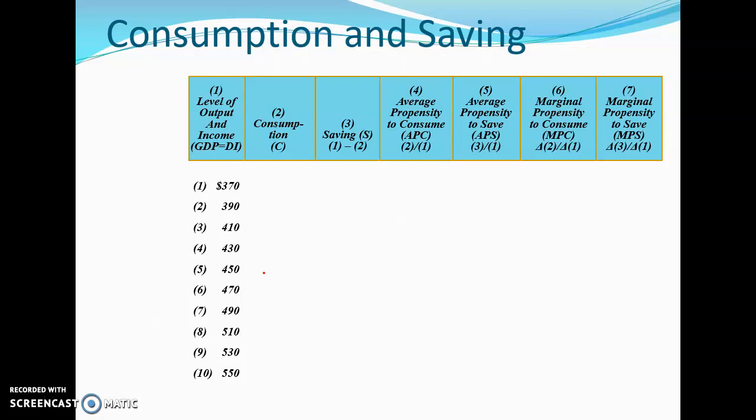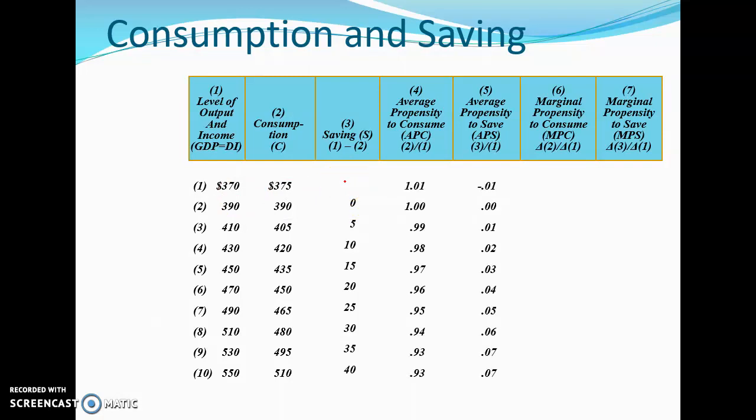So this is the scenario of how we can find out the different concepts by using the disposable income and the consumption. In the first column we have the GDP, which is equal to the disposable income. Disposable income is always used when you have deducted your taxes out of your income. In the second column, this is the consumption which is given to you. And in the third column, how can we find out the savings? We have to deduct your consumption out of the disposable income. So in the first row, when your consumption is equal to 375, your disposable income is equal to 370. Now 370 minus 375, and the answer is equal to minus 5, which is not written over here.